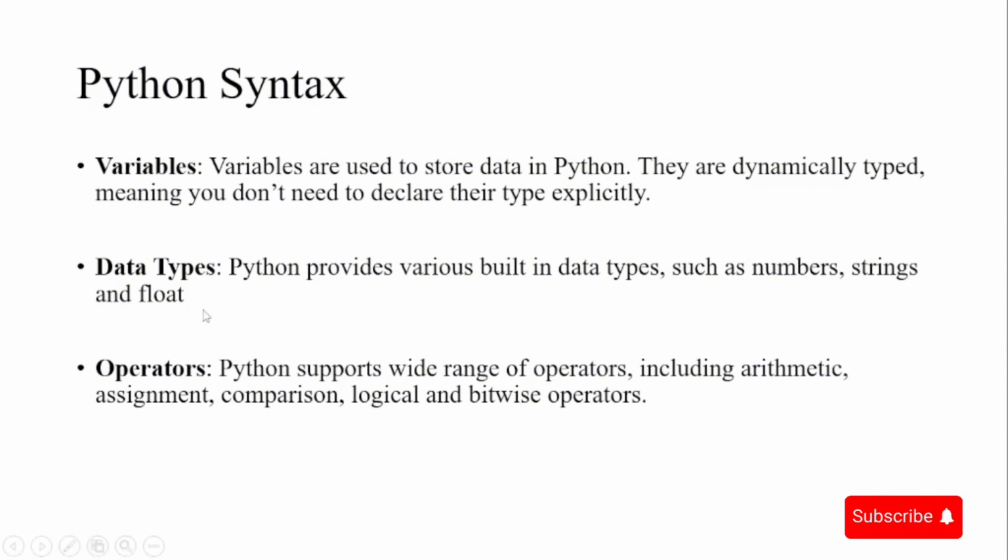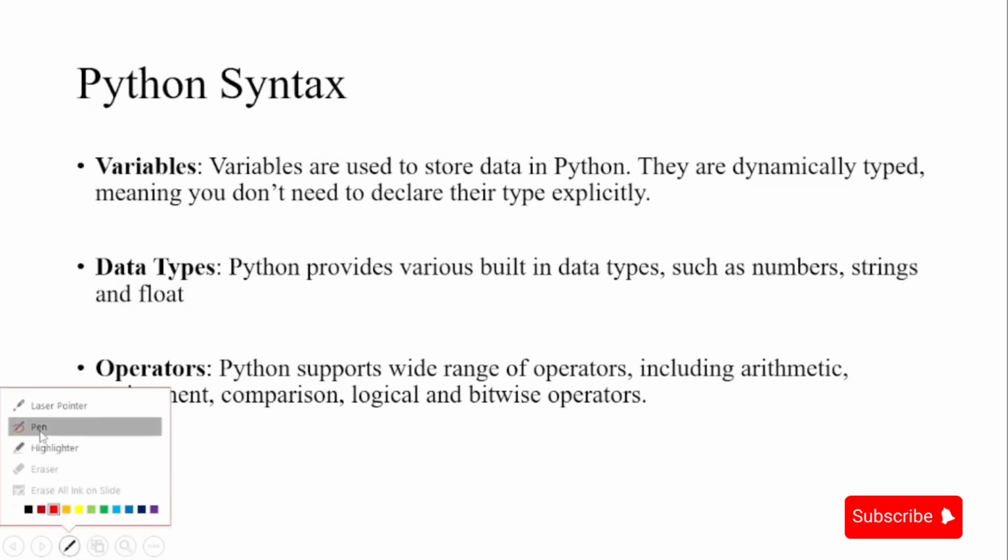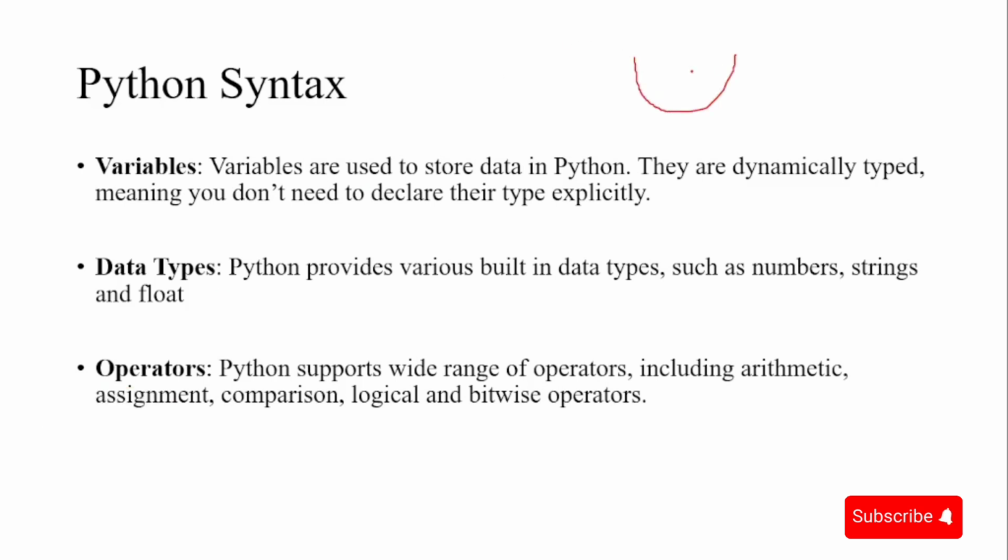Let me say I have a bucket, and this bucket I'm using to store different fruits. So this bucket I can refer to as my variable. It can store data. That is what we refer to as a variable. This is an example just for those who are new to this, so they can understand what I mean. They are dynamically typed, meaning you don't need to declare their type explicitly.